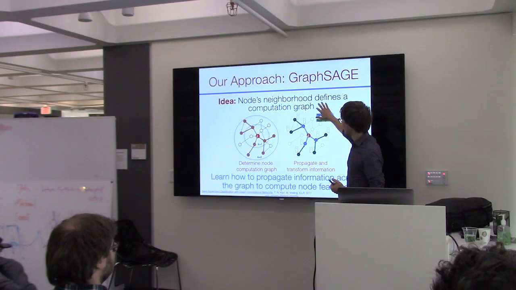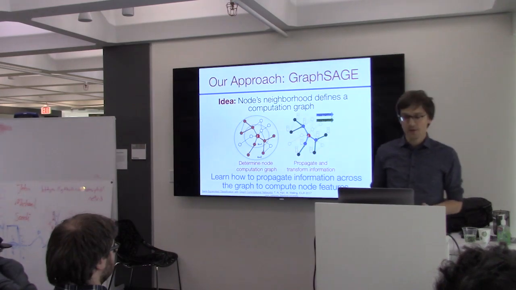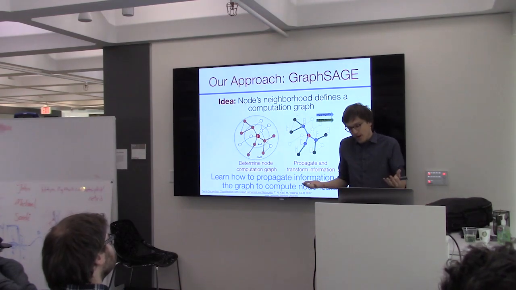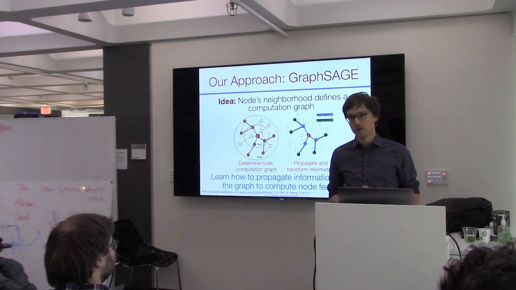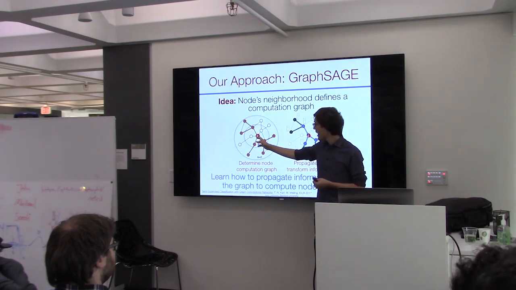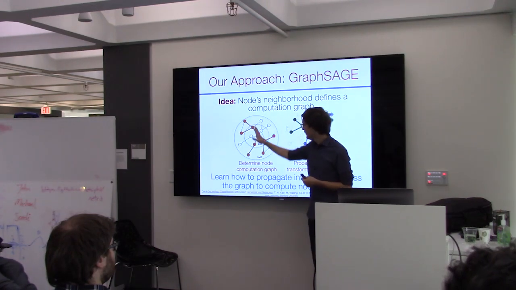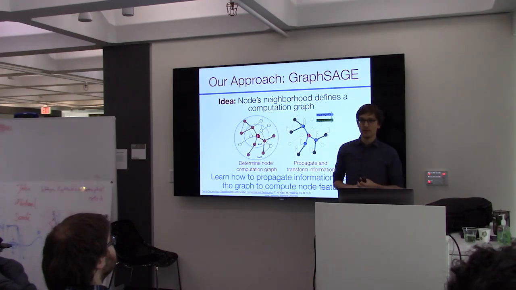The idea that's crucial is to say, let the node's network neighborhood define the computation graph for me. So the social network structure, if you want to think of it that way, is essentially my computation graph. What this means is that if I want to compute something for node I, I will look at its neighbors and neighbors of neighbors to define the computation graph. And now this computation graph is the structure of my neural network.